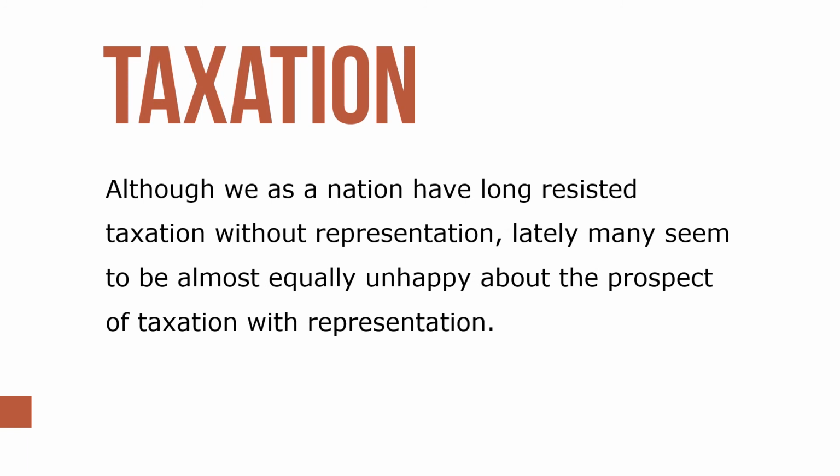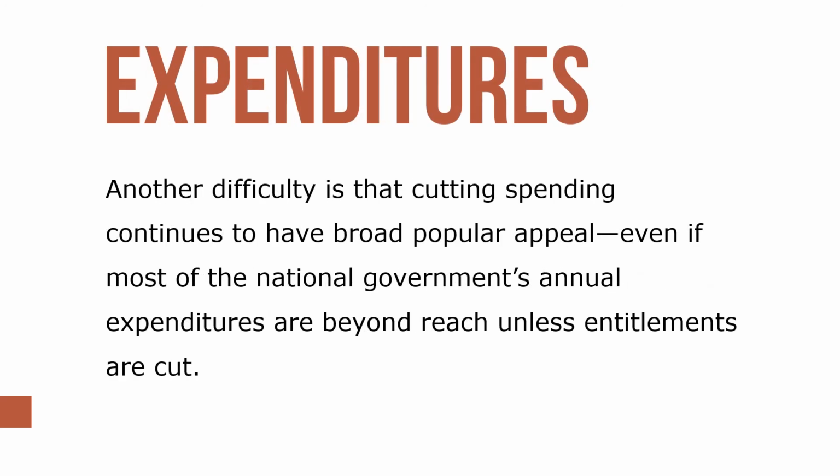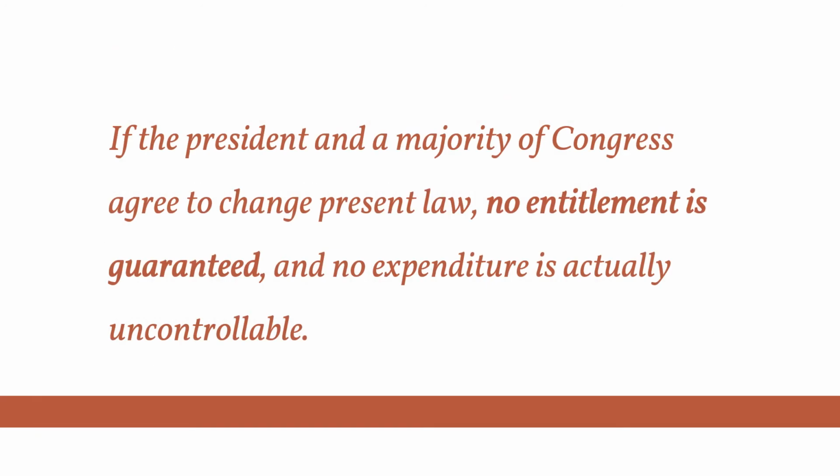Although we as a nation have long resisted taxation without representation, lately many seem to be almost equally unhappy about the prospect of taxation with representation. Another difficulty is that cutting spending continues to have broad popular appeal, even if most of the national government's annual expenditures are beyond reach unless entitlements are cut. If the president and a majority of Congress agree to change present law, no entitlement is guaranteed, and no expenditure is actually uncontrollable.